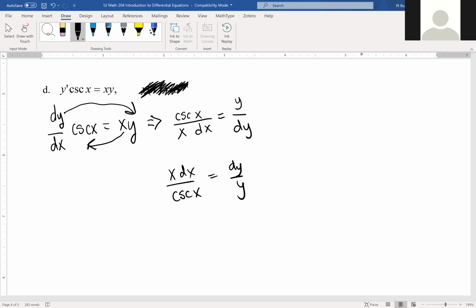And then, do we know what is 1 over cosecant equal to? Sine. Are you sure? That sounded like a question. No, I'm sure. Okay.